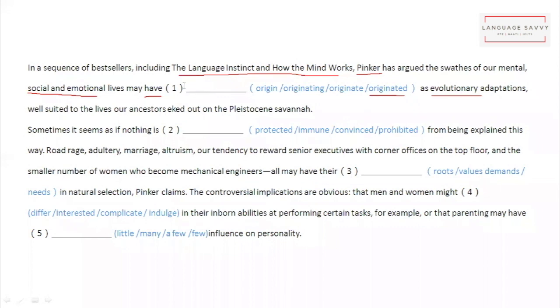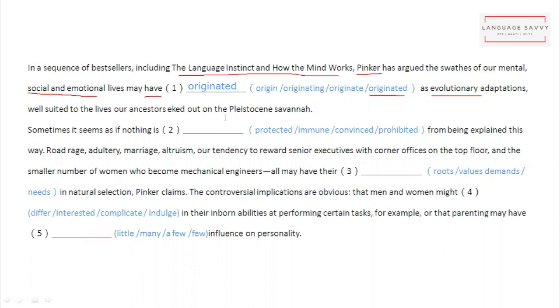Now I know that there are a lot of grammatical rules in English, but you don't need to learn each and every one of these rules. There are some specific rules that are mostly used in PTE, and you can find them on our website languagesavvy.com.au.